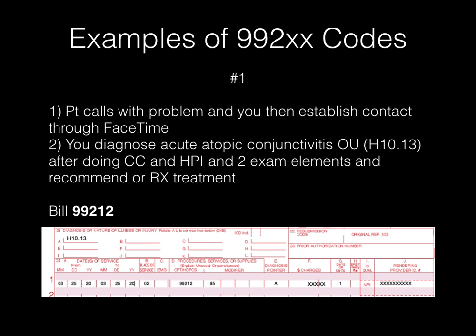So when you bill this on your HCFA form, your diagnosis code is H10.13, and you put your date of service down. Your place of service is 02, and for this one, since you've done two exam elements, it is a 99212 visit, 95 for the synchronous communication, and A just as a pointer back to this diagnosis code.